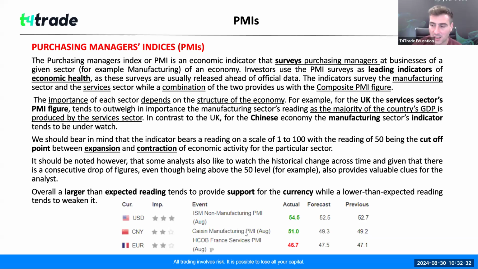Lastly, we have France and the services activity PMI. The prior was 47.1, contraction, not good. The expectation was 47.5, again not good, but still better than the prior one. The actual one was much worse than expected. It went below 47, to 46.7. So weakness of the euro was reasonably expected after this release.